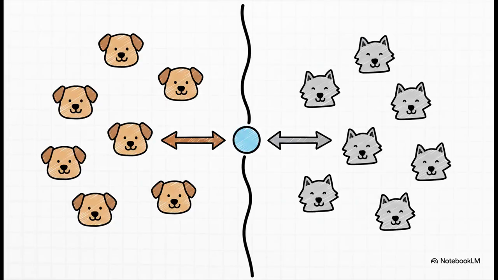It's like drawing a line in the sand. On one side of the line, the decision is dog. On the other, it's wolf. The machine uses a mathematical rule called a discriminant function to figure out exactly where that line should go. And it places that line right at the point of perfect indecision, where the scores for both dog and wolf are exactly equal.